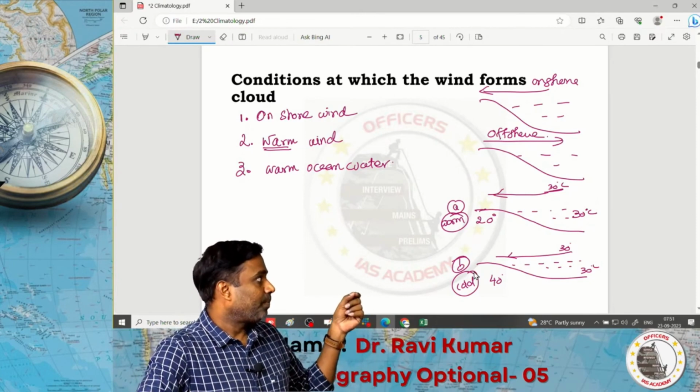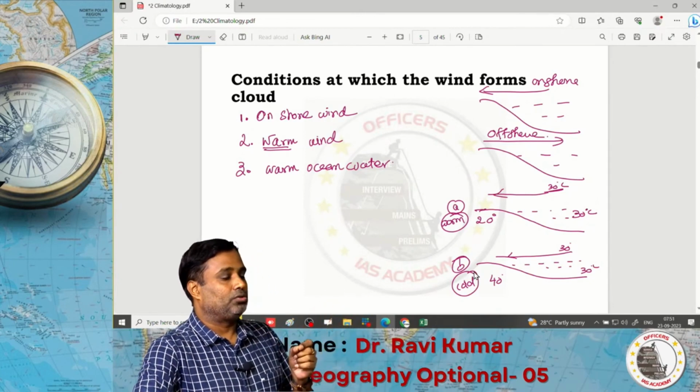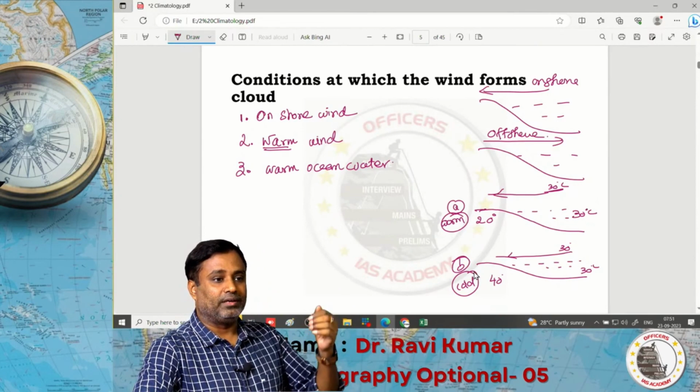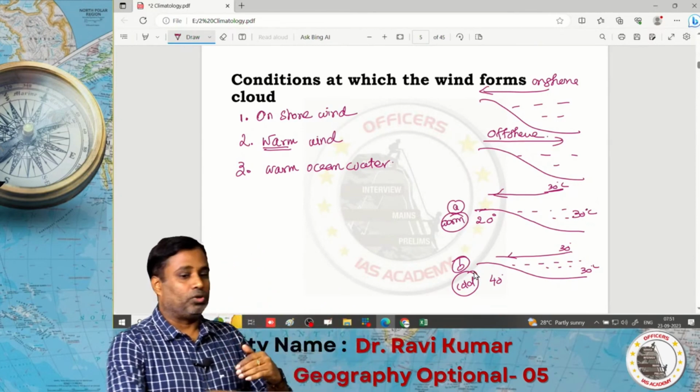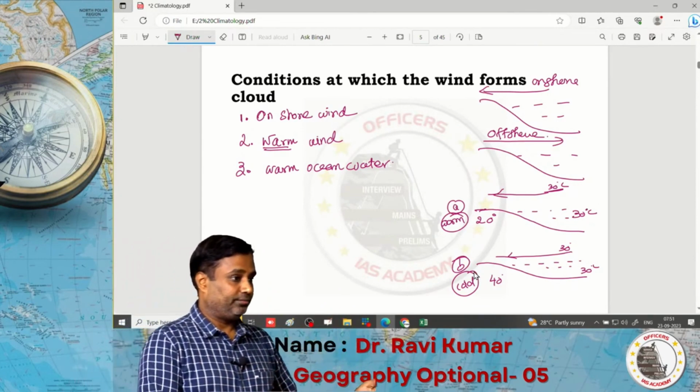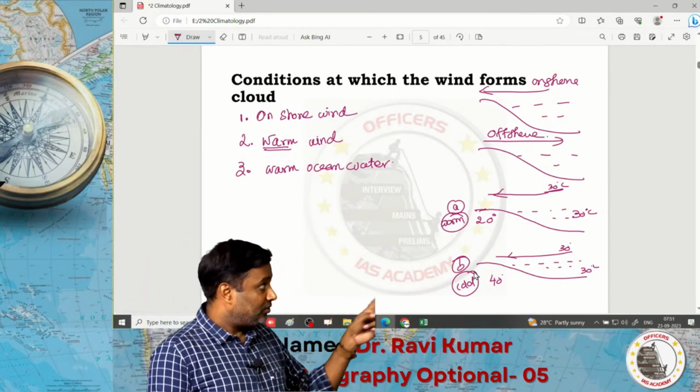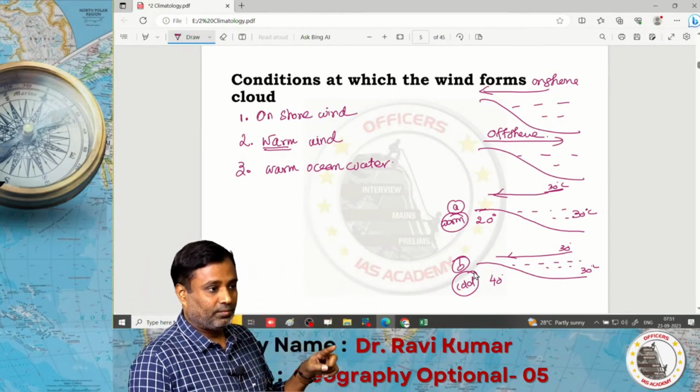This factor will say why the southwest monsoon will bring rainfall only near the mountains, and why the northeast monsoon will bring rainfall only at midnights. Clear? This character decides.